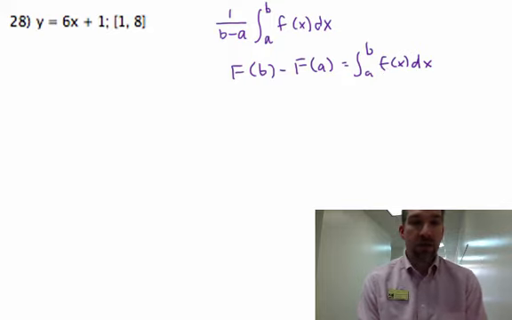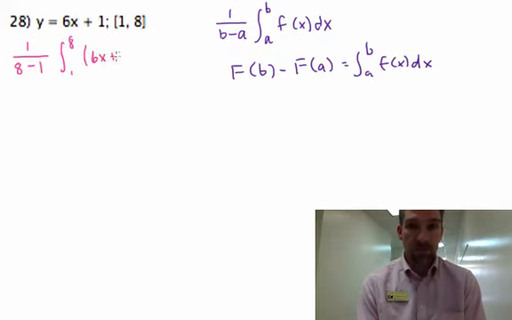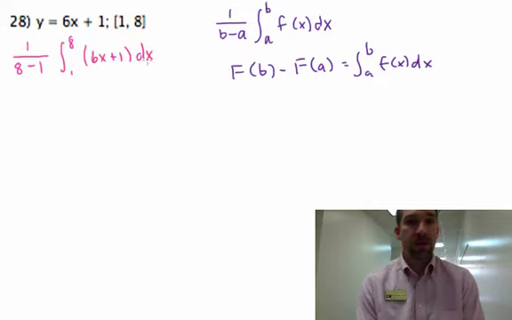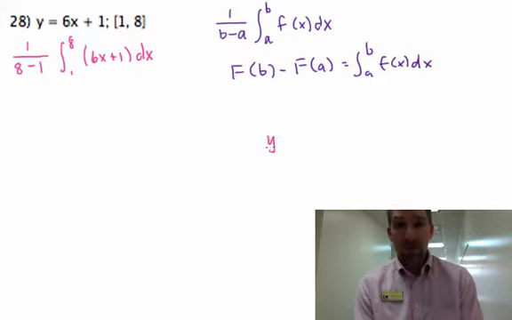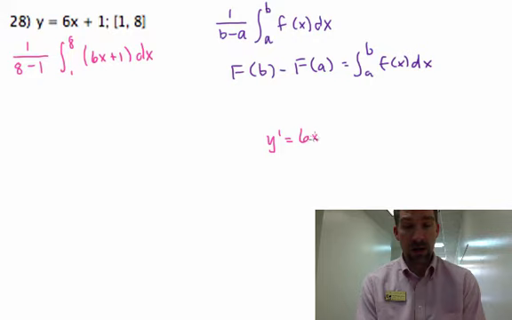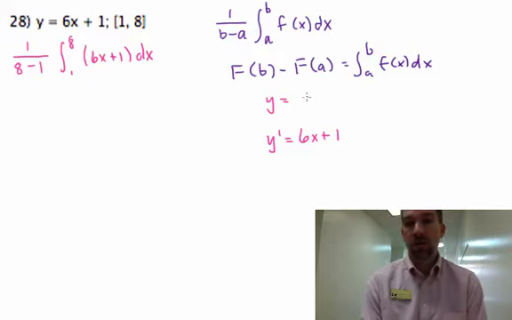Well, let's look at the integral then that we would get for question number 28. We're going to look at 1 over 8 minus 1 times the integral from 1 to 8 of 6x plus 1 dx. So what we have to figure out is the derivative of what function is 6x plus 1. And remember, when you take a derivative, you're subtracting 1 from the exponent. So when you go up to find that parent function, that original function, we're going to add 1 to the exponent. So I'm going to have something x squared and something x.